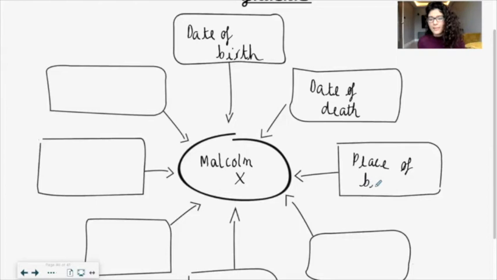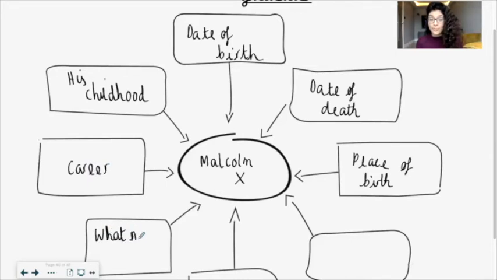What else could I include about Malcolm X? I could talk about his childhood. So let me do that here, because it doesn't have to be in order. His childhood. I could talk about his career in one section. I could talk about what makes him a good leader, because that is what we have been looking at. So why not include that in a section? What makes him a good leader? Now, he has passed away, so instead of what makes him a good leader, you could write what made him a good leader.